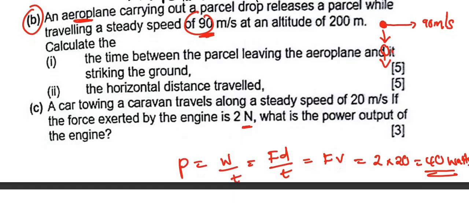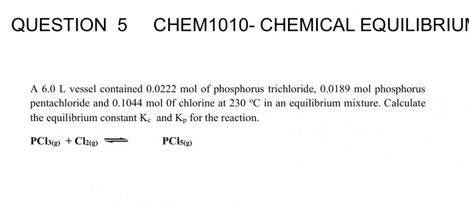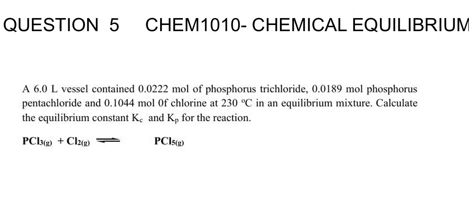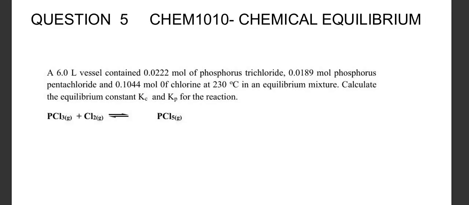Then I'll look at your next question, which is on chemical equilibrium. Here they are saying a vessel contains 0.0222 moles of phosphorus trichloride. Then we have phosphorus pentachloride and chlorine. These are values at equilibrium, right? We need to divide each one of them by the volume, because we need to get the concentrations, right? So I'm going to divide the first one.